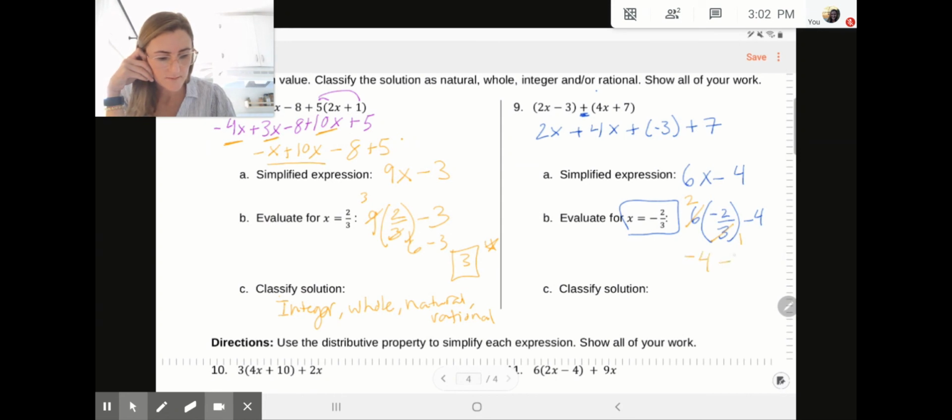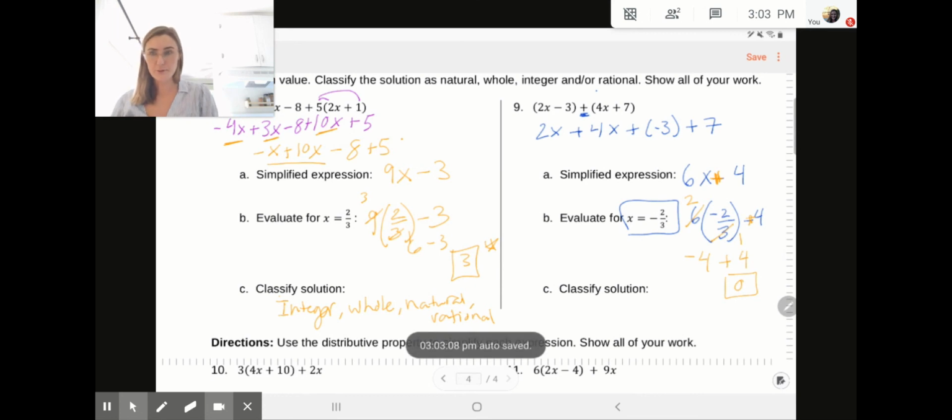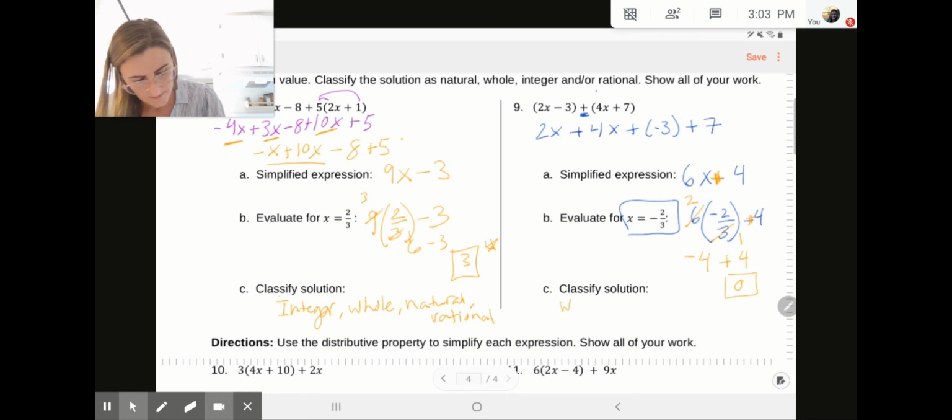And then I have, this should actually be a plus 4, guys. 7 plus a negative 3 is actually a plus 4. So this is plus 4. So now I have negative 4 plus 4, and that will give me my answer of 0. When I classify this solution, 0 is a whole number. 0 is also considered an integer and rational. Whole, integer, rational. And then for this last part, we're just going to do a couple more problems.